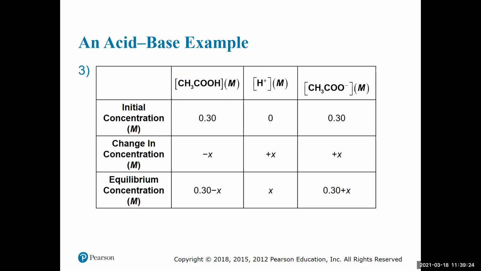Now we go and set up a table. Initially, we're told 0.3 molar acetic acid. Initially, we're told 0.3 molar acetate, the sodium acetate that we added in. Then from the dissociation of the acetic acid, we would have minus X, plus X, and plus X. We sum all this up, and at equilibrium we'll have 0.3 minus X, we'll have X, and then we'll have 0.3 plus X.